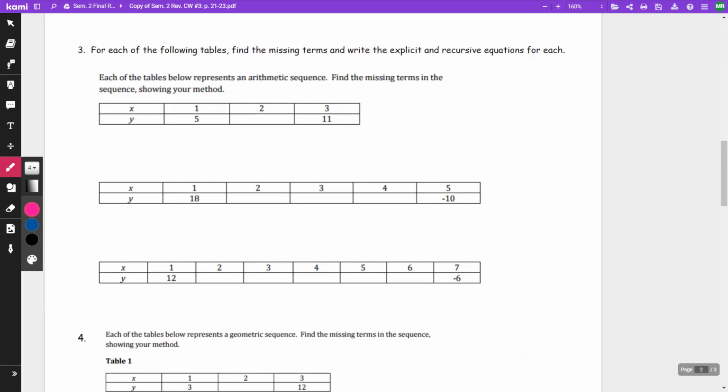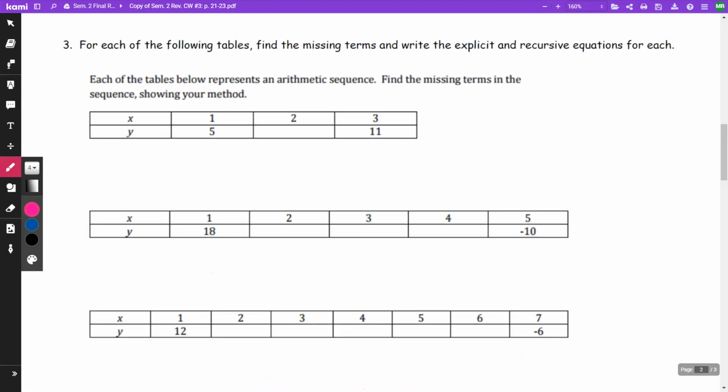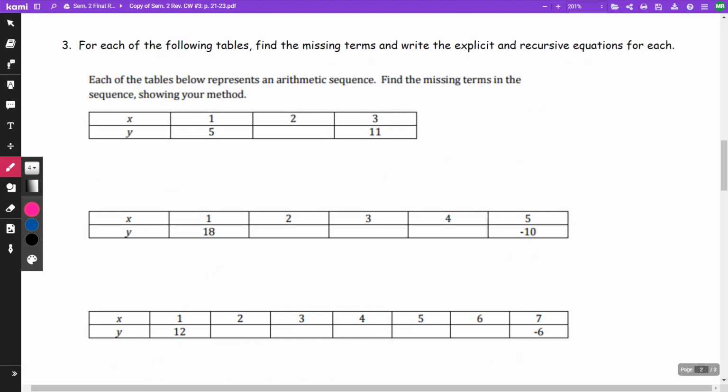On number 3, for each of the following tables, find the missing terms and write the explicit and recursive equations for each. So in this situation, they are telling us that it is arithmetic. Okay, so these are all going to be arithmetic here. And we want to find the missing term. So basically, I'm starting with 5.